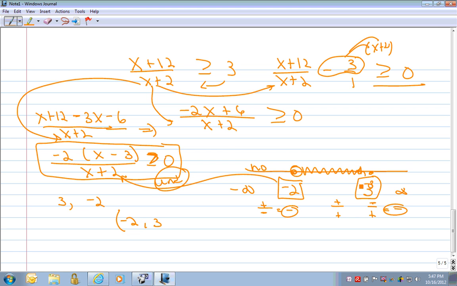What about 3? If I put a 3 in the top, I get a 0. 0 over anything is 0. Is 0 greater than or equal to 0? Yes, it is. So, therefore, this would also be in the solution set. I'm sorry, 0 is not greater than, or yes, greater than or equal to 0. So this would be included in our solution set. So you would get a bracket around the 3.